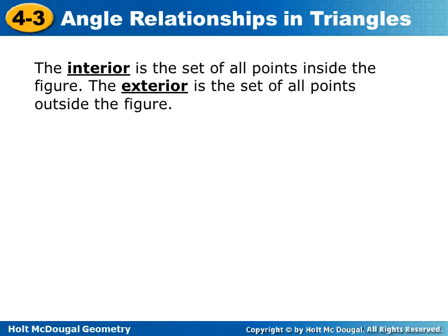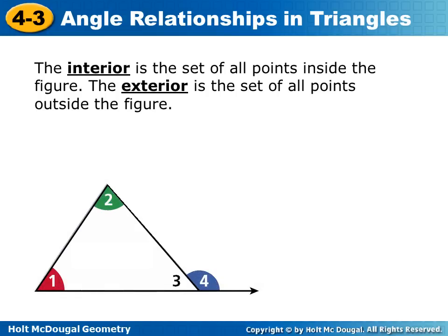The interior is the set of all points inside a figure. The exterior is the set of all points outside the figure. Looking at our picture here, 1, 2, and 3 are on the interior of the triangle, and 4 is on the exterior of the triangle.